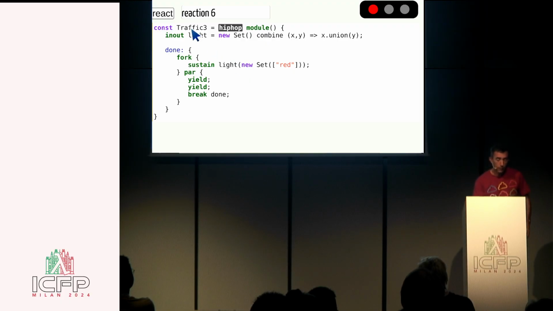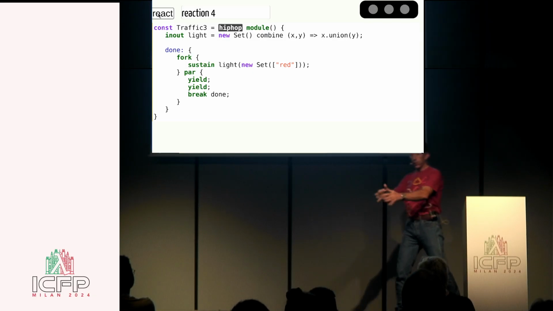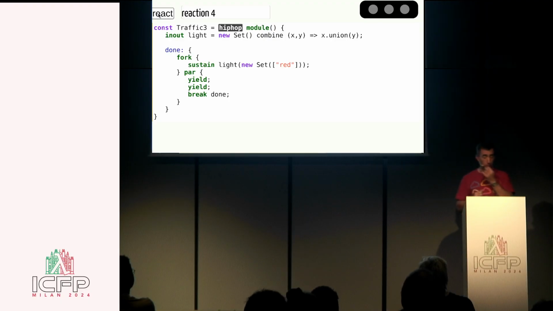Let me run this program. First reaction, second reaction, third reaction, and now I break, so no more red. This is the normal way of programming with HipHop. So now you see we have two threads on this program.